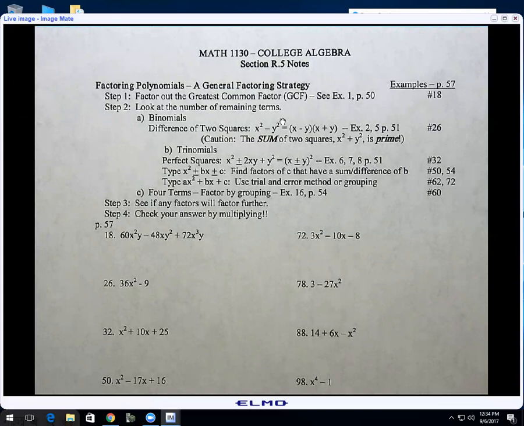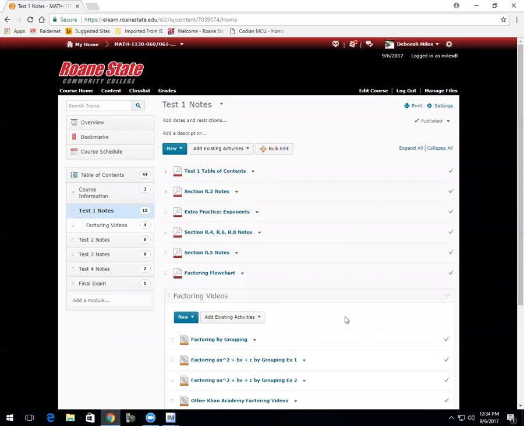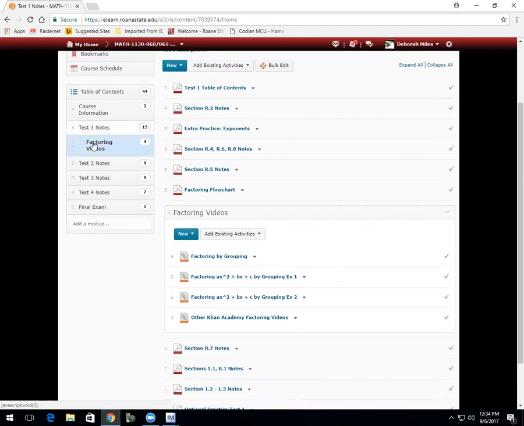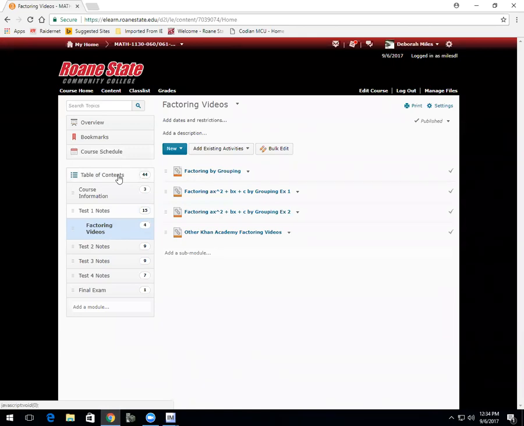But before I forget it, let me show you one other thing. In Momentum, there's where you go to print your notes. Under the Test 1 notes, there's a module called Factoring Videos right here. I know that if you have completely forgotten factoring, if it's been years and years since you had algebra 1 or 2, then maybe 1 or 2 examples of each is not going to be all you need. If you need more than the 1 or 2 that we get done in class today, check out these factoring videos. There are links to Khan Academy.